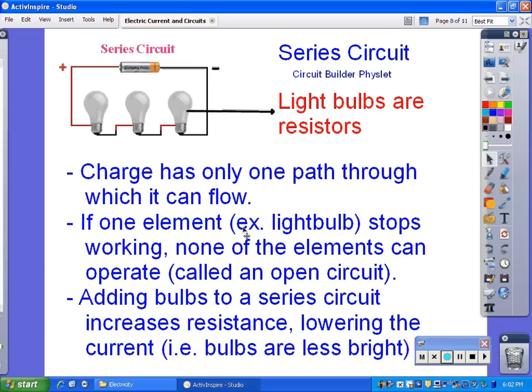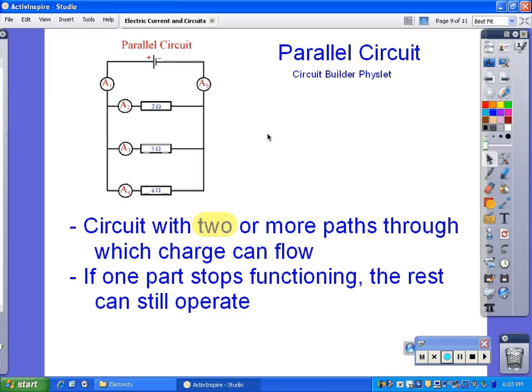If you add bulbs to a series circuit, it increases resistance, lowers the current, and therefore the bulbs are less bright. Because every time you add a bulb, it has a little piece of metal in it which increases the resistance. And every time the resistance is increased, fewer electrons are able to flow. As a result, the bulbs are less bright. Inversely, you take a couple of these light bulbs off, just have one, it's going to be brighter, right? It has less resistance, same volts, more current. Ohm's law at work.